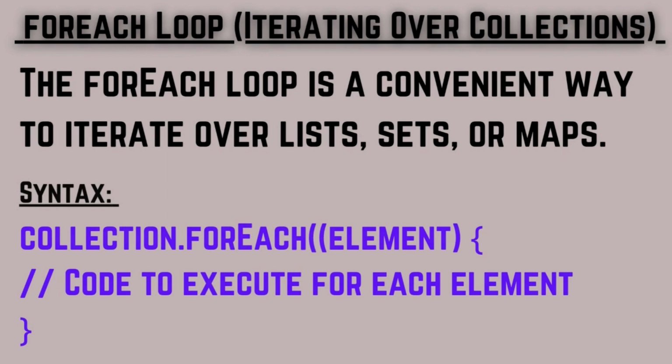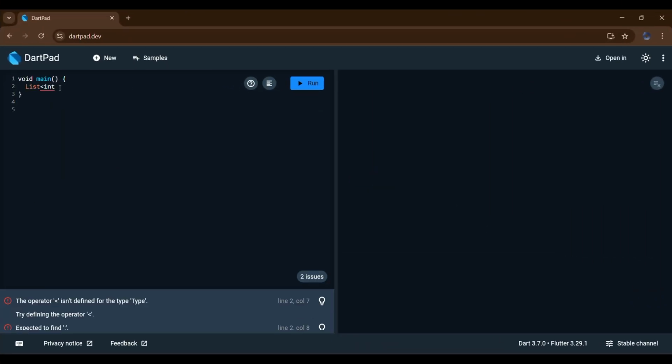The for each loop is a convenient way to iterate over collections like lists, sets, or maps in Dart. It helps execute a function on each element of the collection without needing a manual index. For example, in a list, for each goes through each item one by one and applies the specified function. In a set, it works the same way, processing each unique element in the collection. When used with a map, for each provides both the key and value, allowing you to work with pairs effortlessly. This makes for each a simple and readable way to handle iteration in Dart. Let's iterate over a list using for each loop.